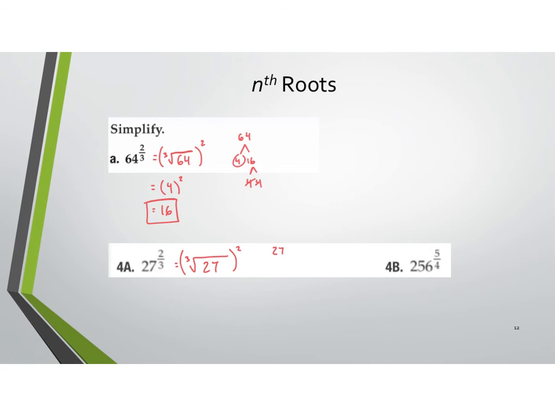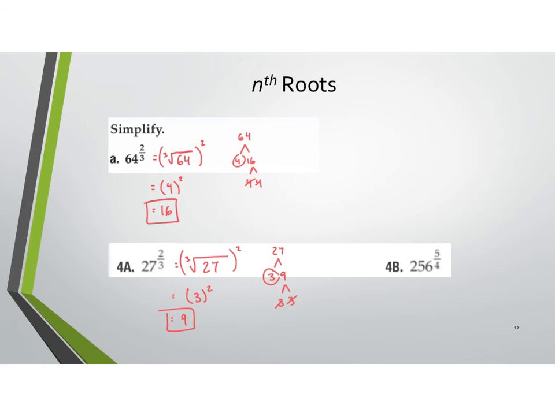So I have 27, 3 and 9, 3 and 3. So 3 is my answer. It's going to go inside my parentheses. 3 squared. Now I need to continue simplifying, and I have 9 as my final answer.